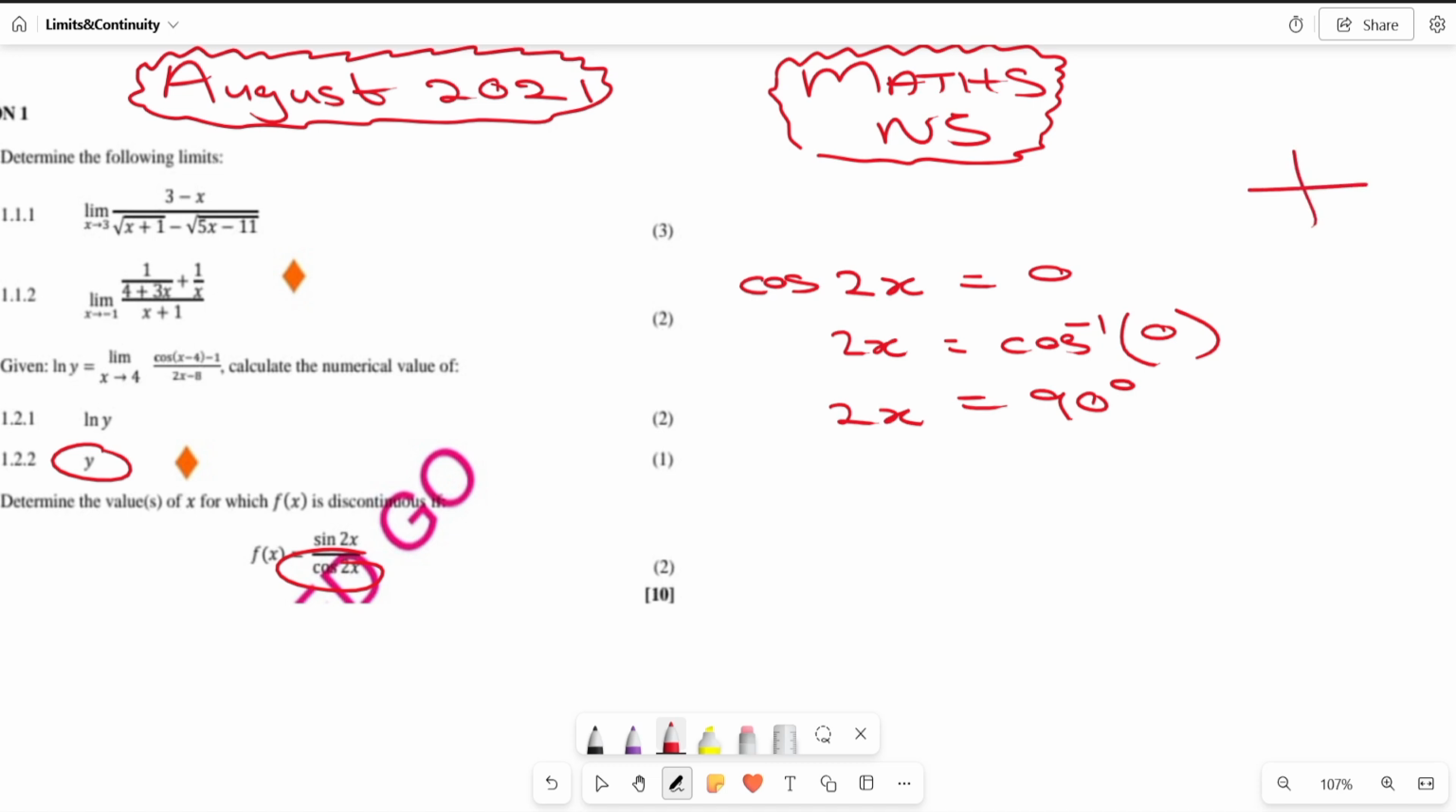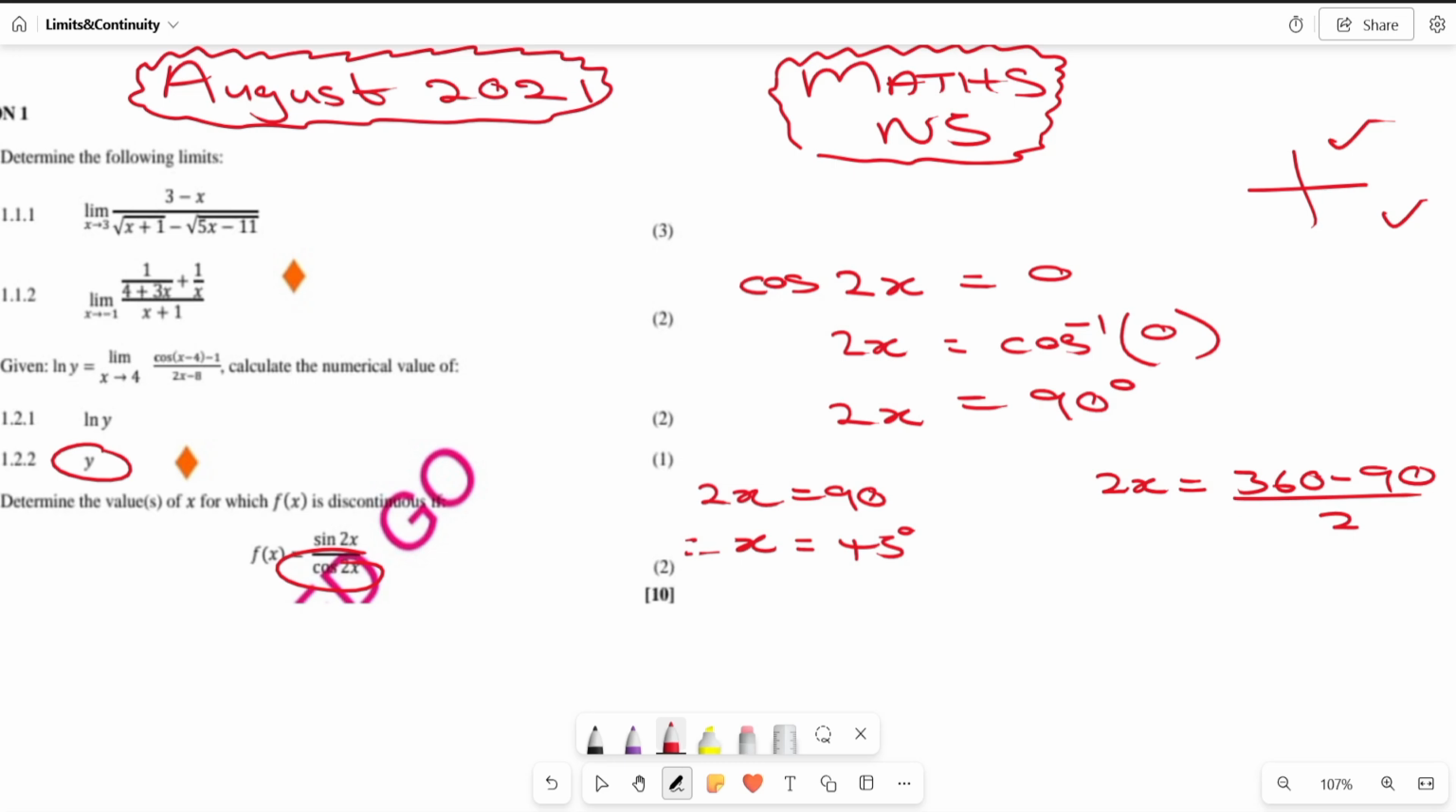Now, cos is positive in which quadrant? In the first and the fourth. So in the first quadrant, 2x is equal to 90, divide that by 2. Therefore, x is equal to 45 degrees. And then in the fourth quadrant, 2x is equal to 360 minus 90, divided by 2, right? Therefore, x is equal to 360 minus 90, which is 270. Divide that by 2, you get 135 degrees.